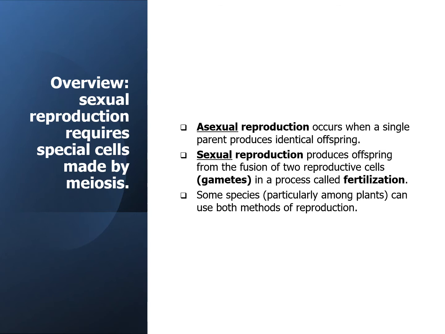It's pretty neat. So asexual reproduction occurs when a single parent produces identical offspring, and that means not just that the offspring are identical to each other, they're also identical to the parent. Kind of like cloning in a way.